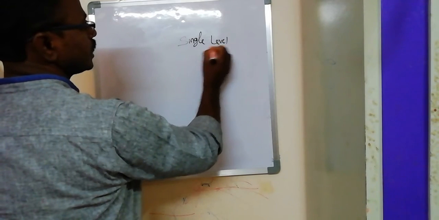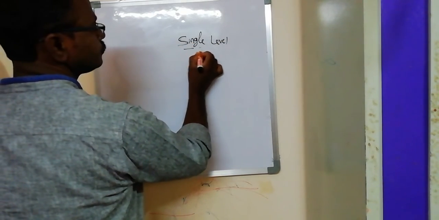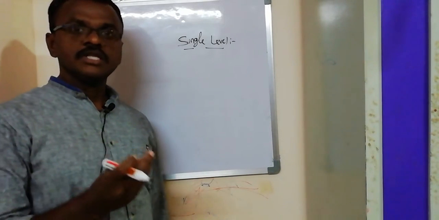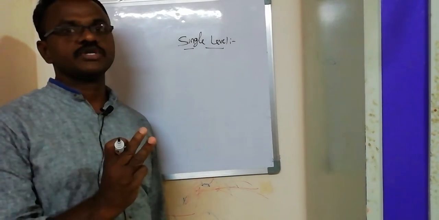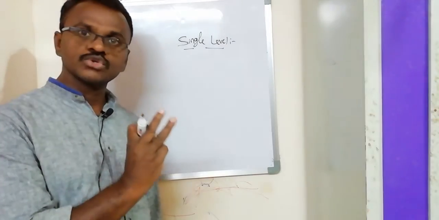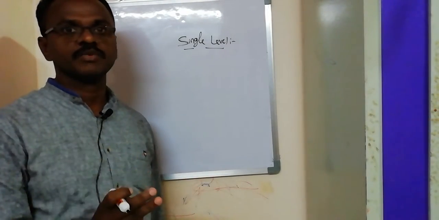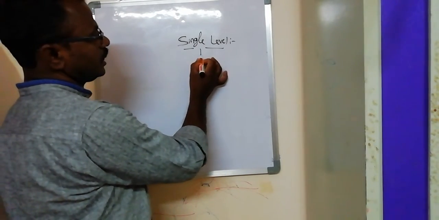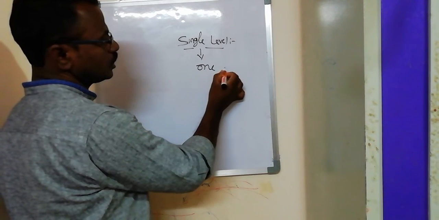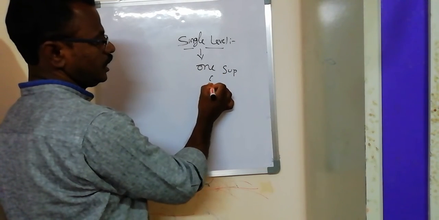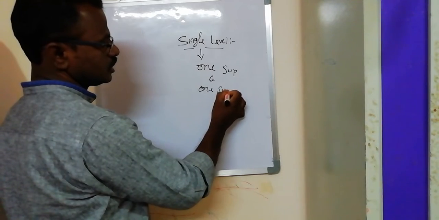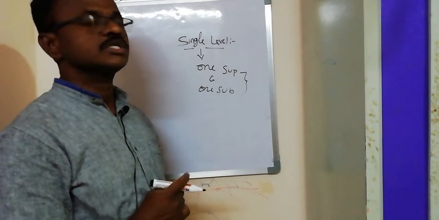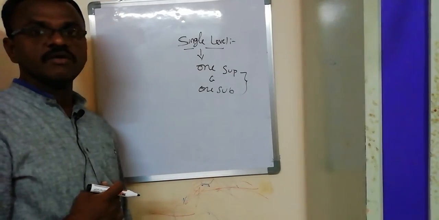Single level inheritance. In single level inheritance, there are only 2 types of classes. One is the superclass, the other is the subclass. It cannot contain more classes. This level can contain only one superclass and only one subclass. It cannot contain more than one superclass or more than one subclass. The structure of single level inheritance.